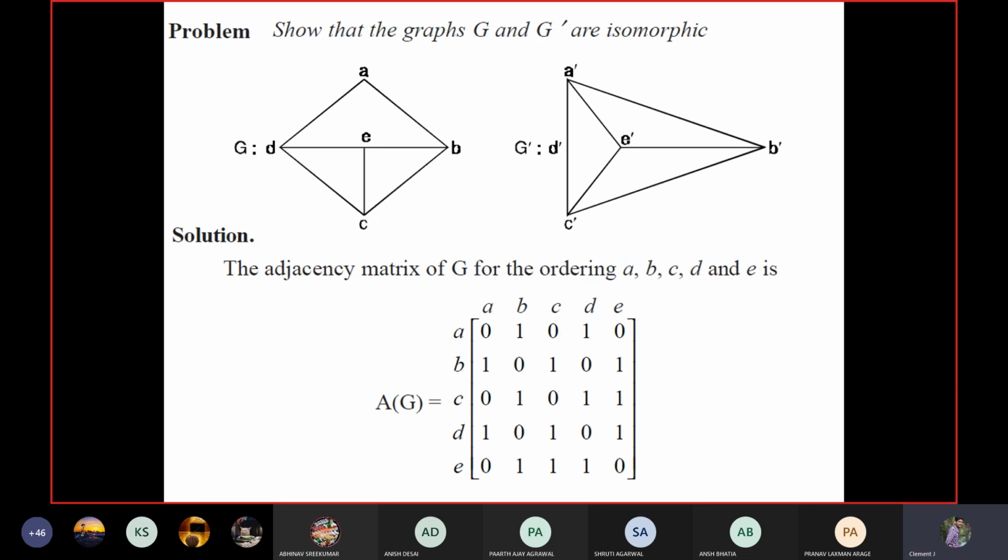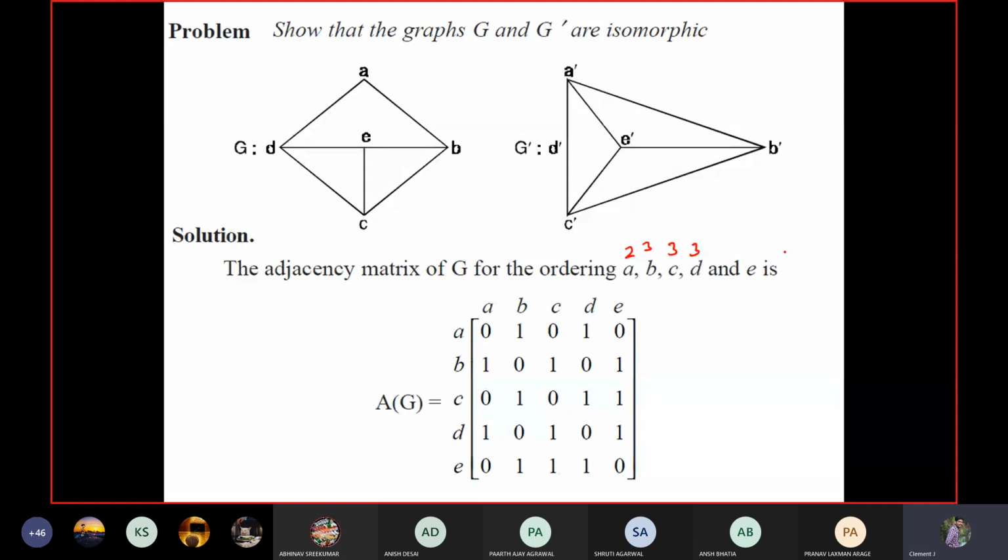So here they are given two graphs. They're asking to show that both the graphs are isomorphic. See here, first you need to write the degree sequence in a proper way for G and then G dash. See here, A degree is 2. Next, B degree is 3. Next, C degree is 3. D degree is 3.